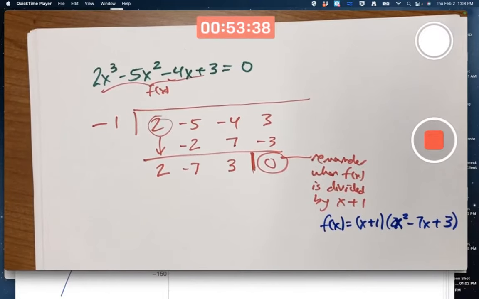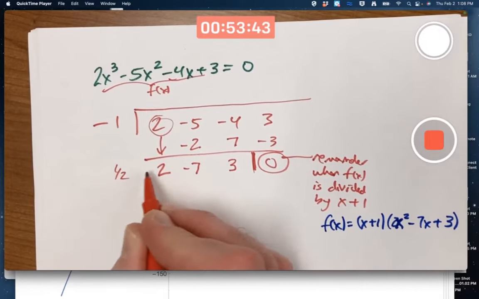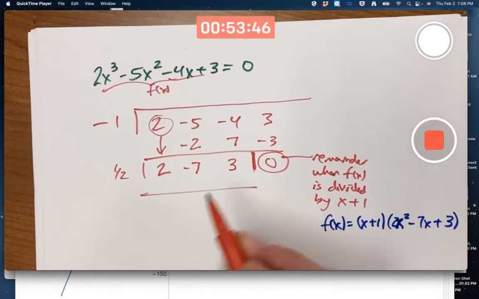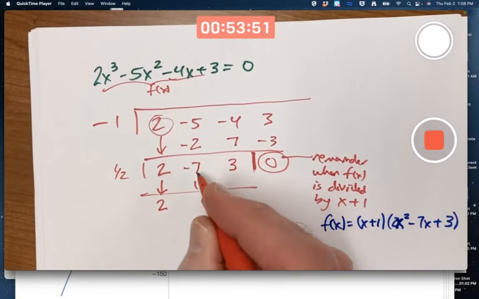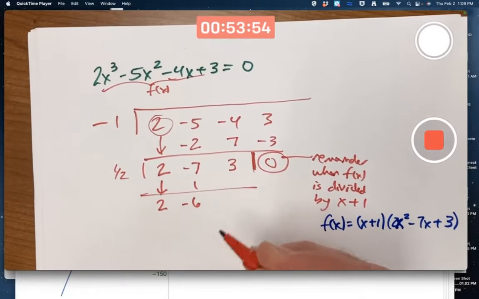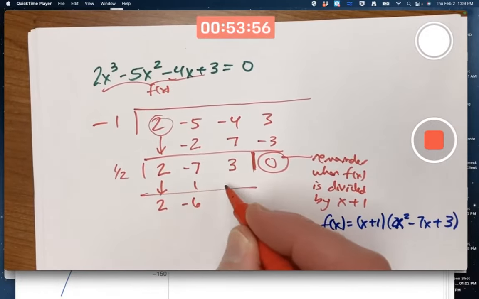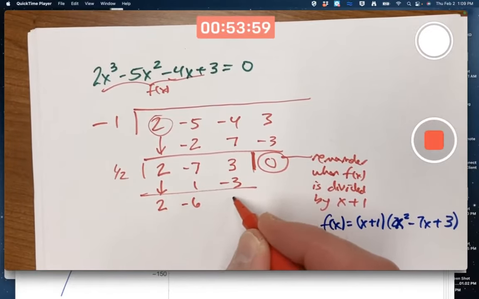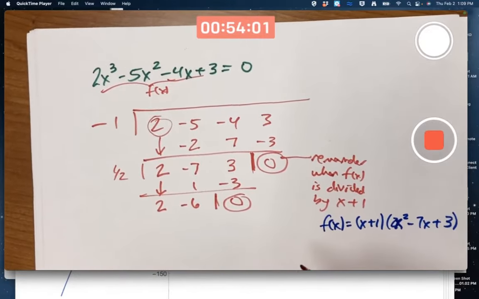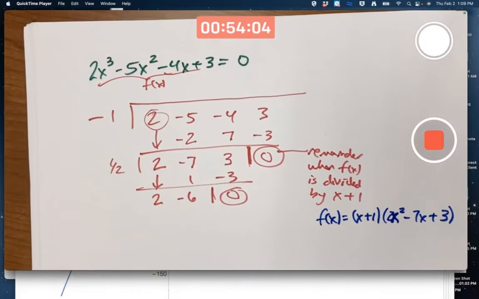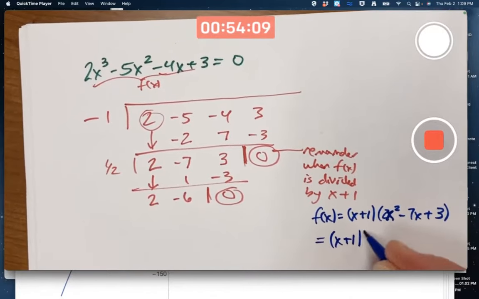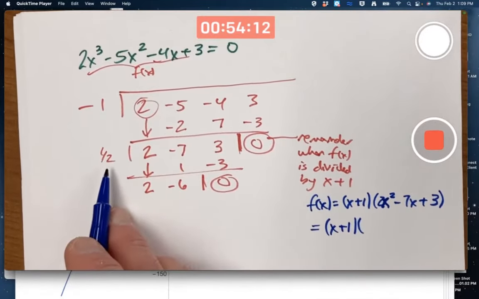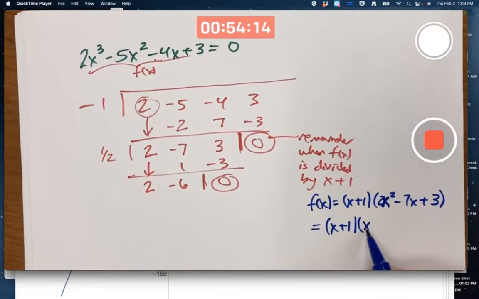We can continue. We also thought 1/2 was a root. We can do synthetic division with a 1/2 here. Put the 1/2 here. Bring the 2 down. Multiply 1/2 times 2 is 1. Add -7 plus 1 is -6. Multiply 1/2 times -6 is -3. Add 3 plus -3 is 0. We get another remainder of 0, meaning we can continue this factorization. Be careful here. I put a fraction there, 1/2, so it would be x minus 1/2.